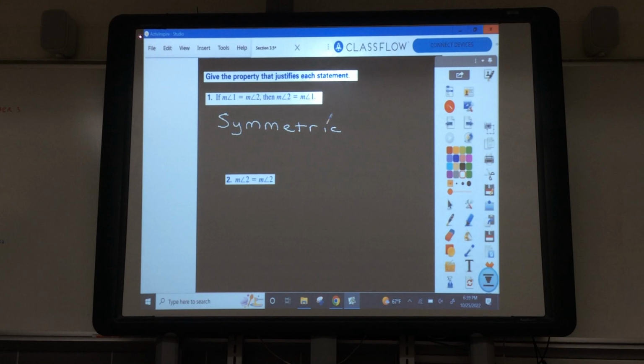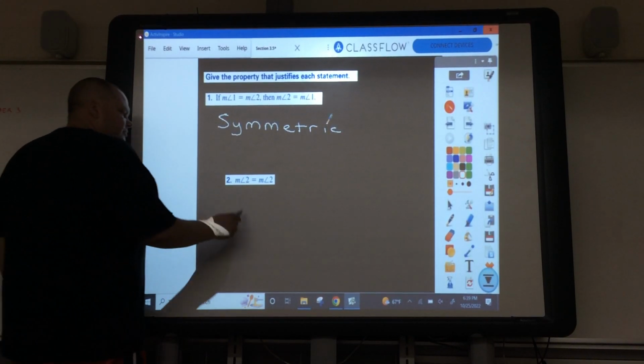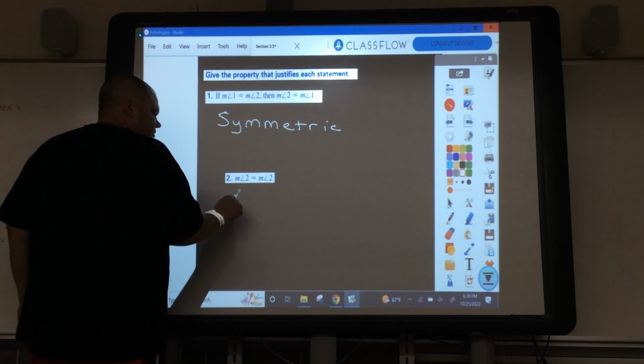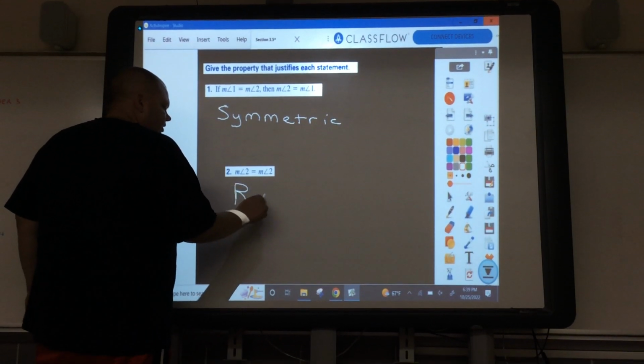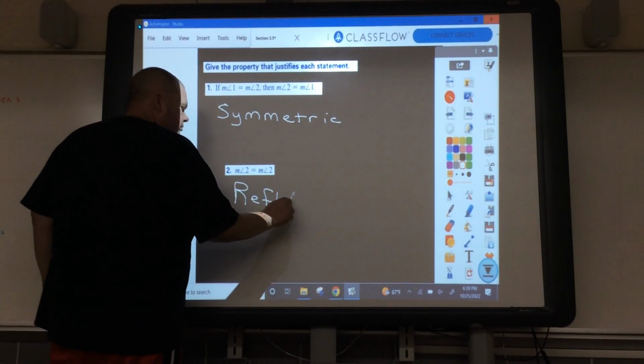Number 2, the measure of angle 2 equals the measure of angle 2. How many things are being compared? There's one thing. So that tells you you're looking at the reflexive property.